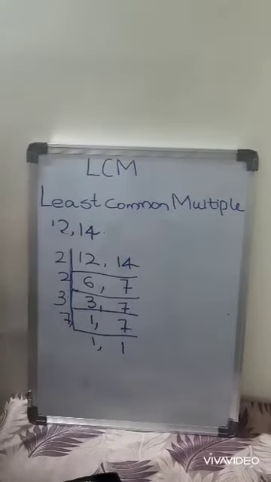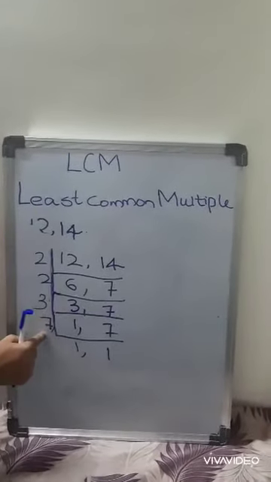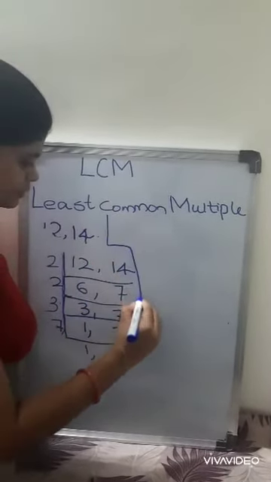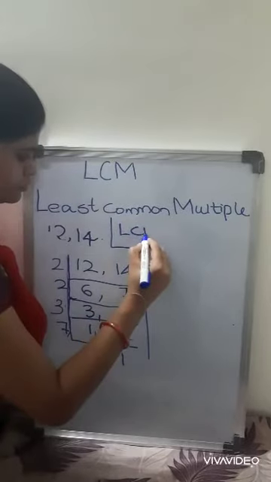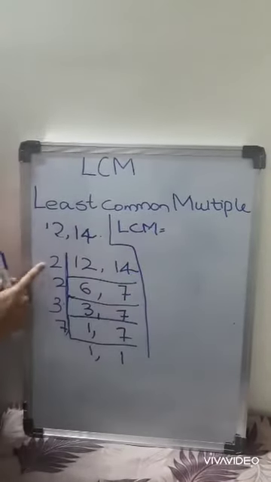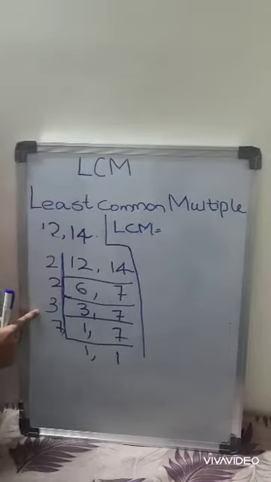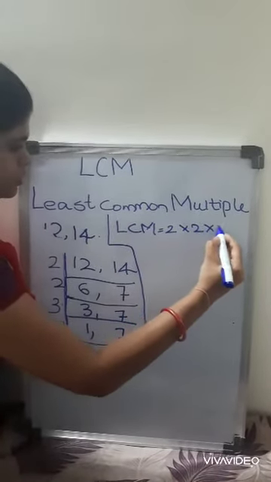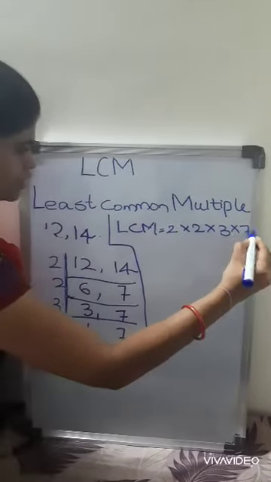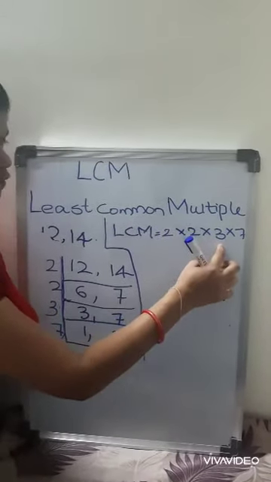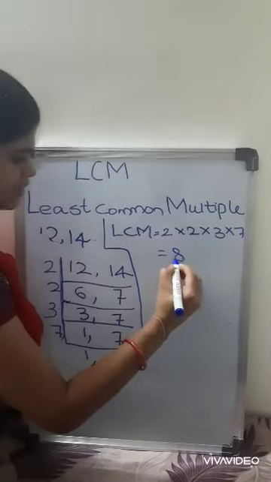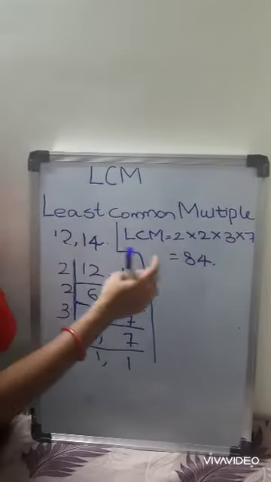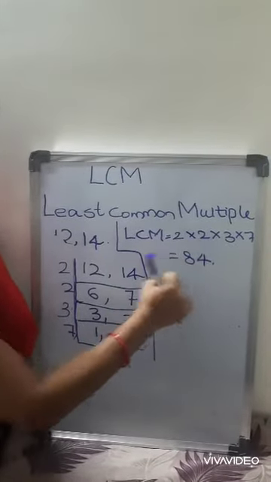So now how can we find the LCM? By multiplying all these numbers we will get the value of the LCM. So what is our LCM? What we have is 2, 2, 3, 7. So 2 into 2 into 3 into 7. 2 twos are 4, 4 threes are 12, 12 sevens are 84. So our LCM is 84. Now what is the LCM of 12 and 14? The LCM of 12 and 14 is 84.